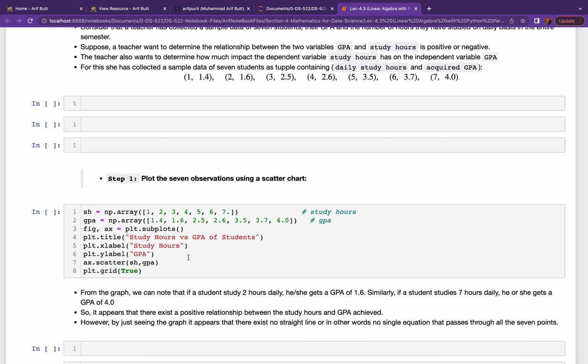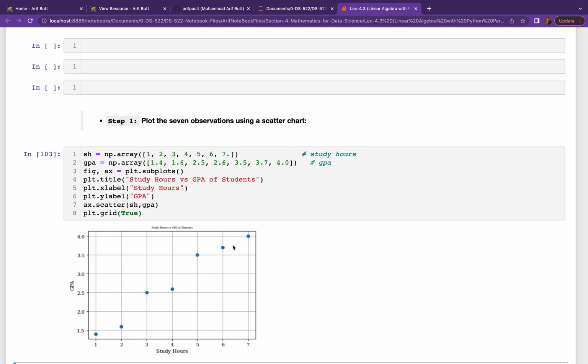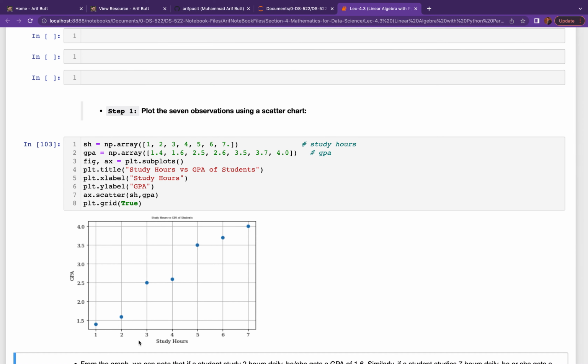Well, in step 1, we simply plot the 7 observations using the scatter plot. So these are the 1, 2, 3, 4, 5, 6, 7. These are the 7 observations. From the graph, you can observe that if a student studies for, let's suppose, 2 hours daily, he or she gets a GPA of 1.6.